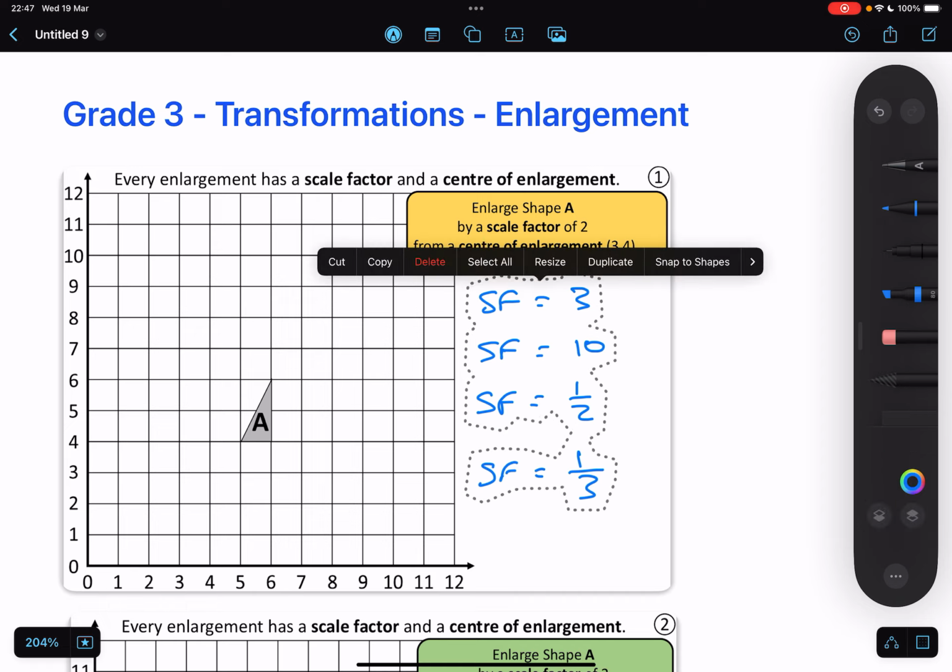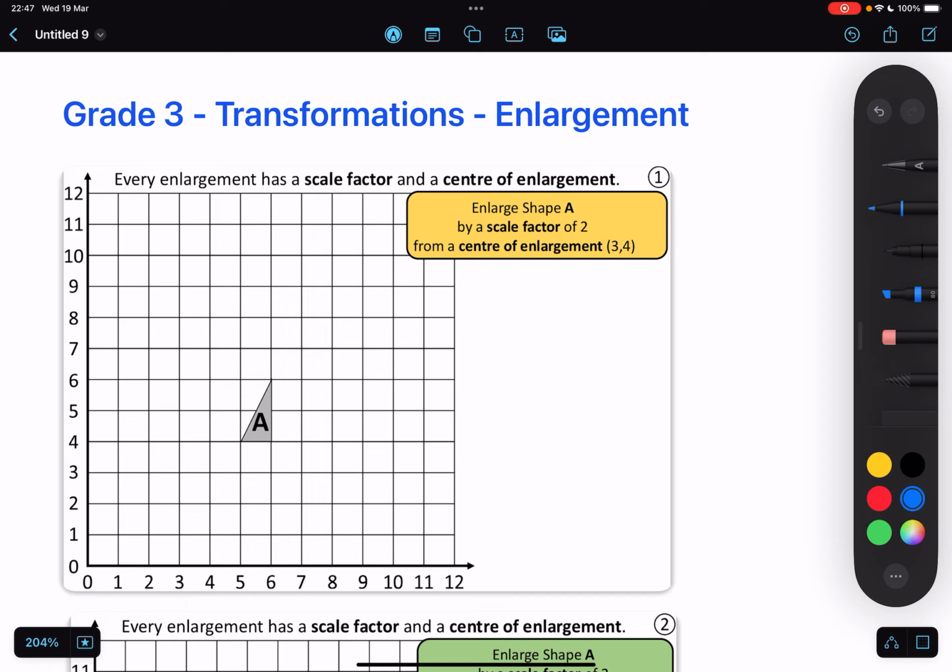Okay, so when we do look at this question, it says enlarge it by a scale factor of 2. So we're going to be making this shape 2 times bigger from the center of enlargement 3, 4. So what we're going to do when it comes to transformations is the first step is to find the center of enlargement. So it says it's 3, 4. So coordinates 3, 4 will be over there. That there is our center of enlargement. So there we go.